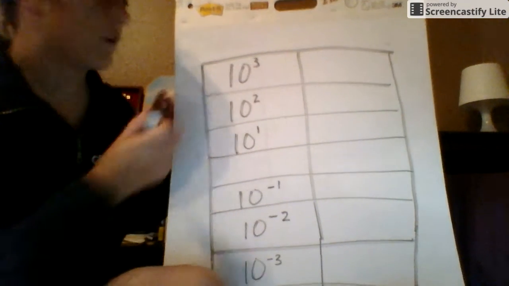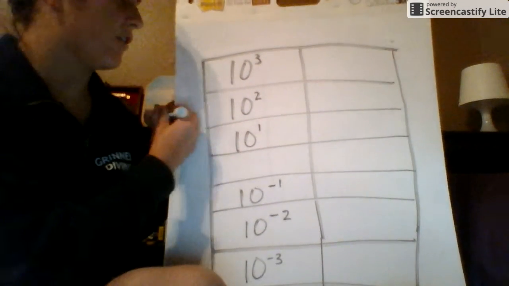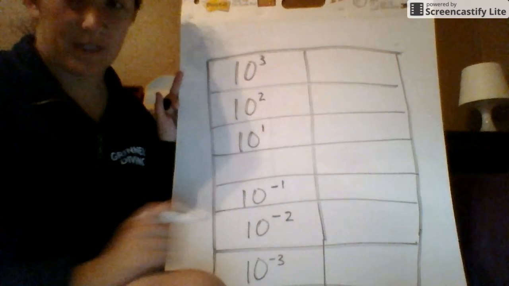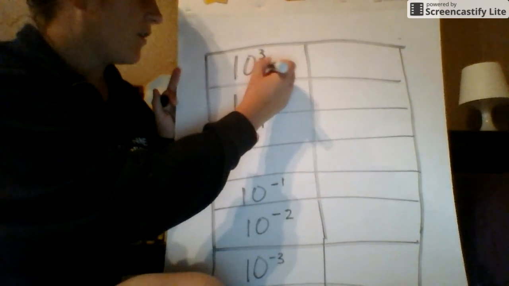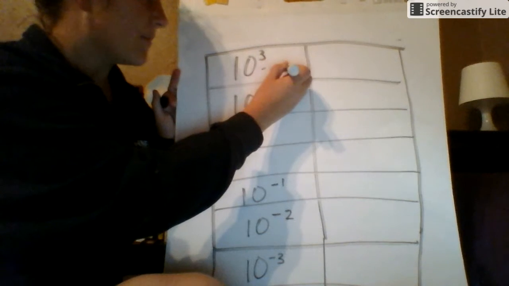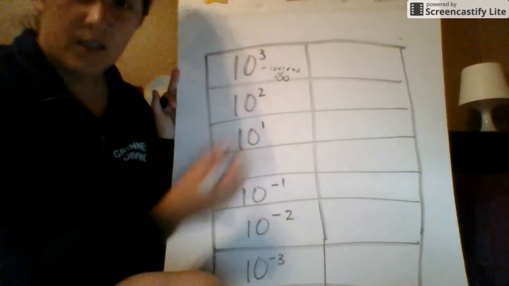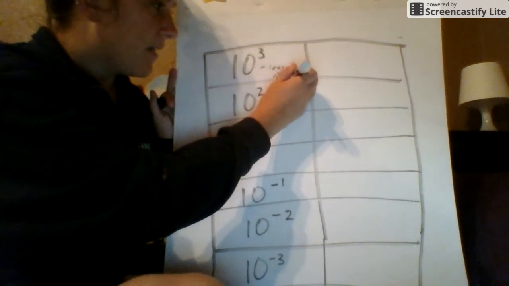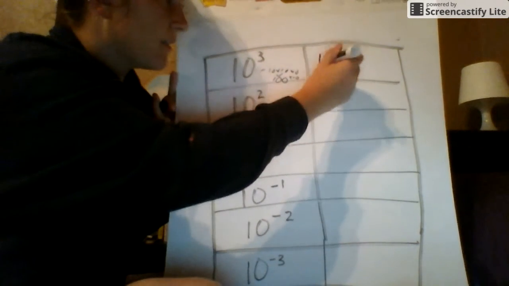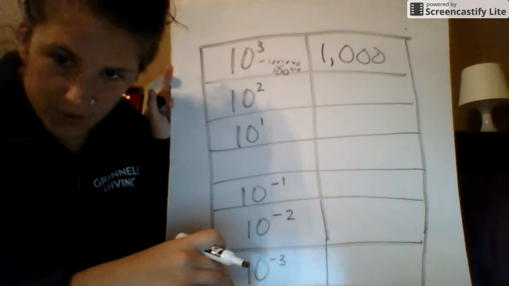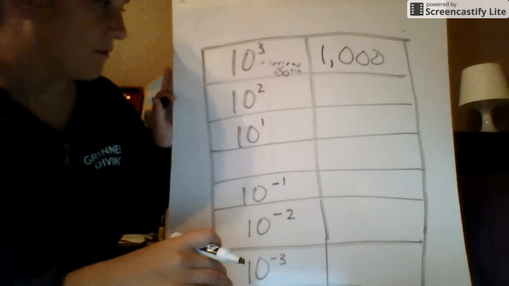My board looks like your worksheet should. I have 10 to the third. I'm just going to write out what 10 to the third is, and I'm going to put my answer on this side. Well, I know that 10 to the third is 10 times 10 times 10. 10 times 10 is 100. 100 times 10 is 1,000. So 10 to the third power is equal to 1,000. Go ahead and fill that into your notes.